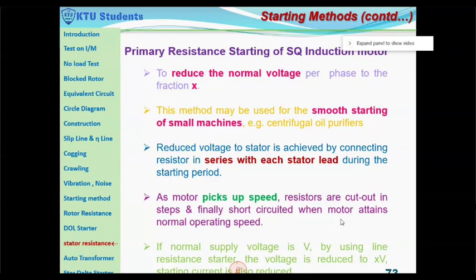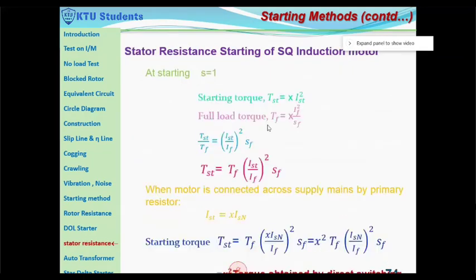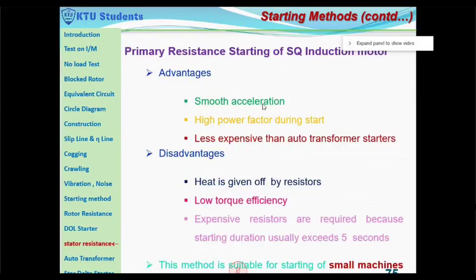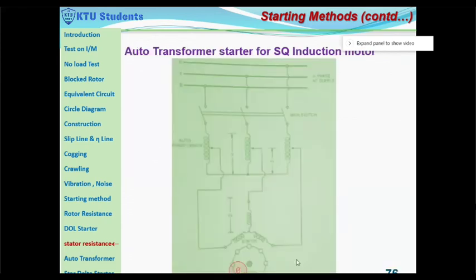So here also you will have an expression for the starting torque and the full load torque. You have to take the ratio corresponding to this one. You can see this will be x square times the torque obtained by direct switching, if you are comparing these two. In primary resistance starting, the advantages are smooth acceleration, high power factor during starting, and less expensive than an auto transformer starter. Disadvantages are heat, low torque efficiency, and expensive resistors have to be provided, and it is mainly for small machines.